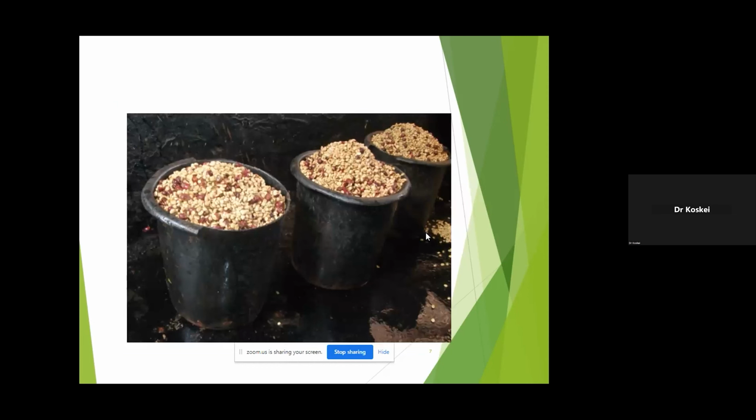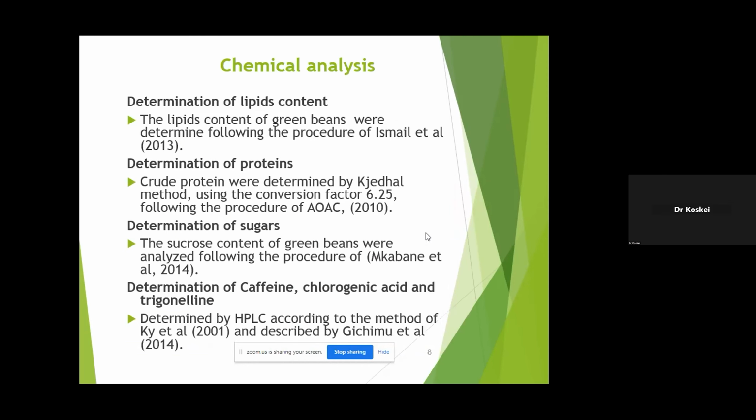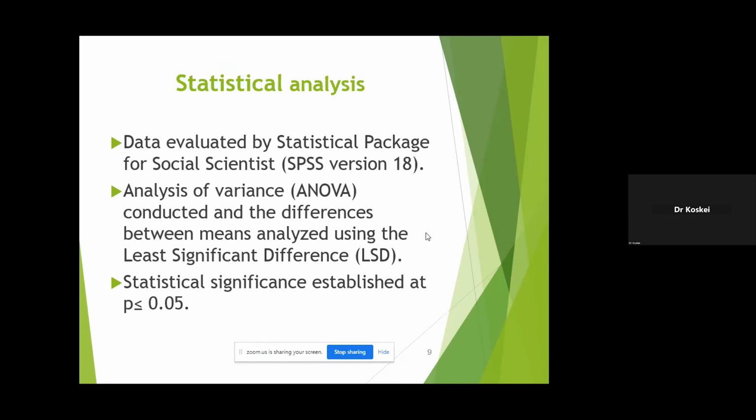This is just a photo of some of the samples that were prepared and fermented. The dried coffee was then analyzed for components like lipids, protein content, sugars, caffeine, chlorogenic acid, and trigonelline content for the samples processed with the different methods. Then the data was analyzed statistically, with separation of means by LSD.